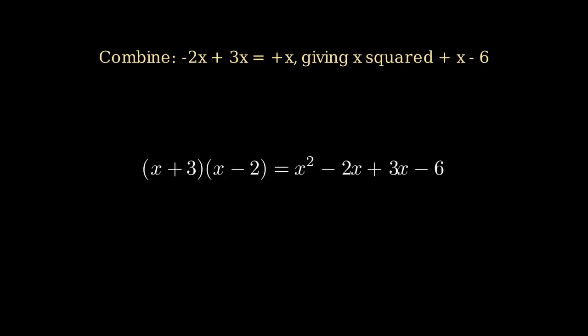Now combine all 4 terms: x squared, negative 2x plus 3x minus 6. The negative 2x and the 3x are like terms, so they combine to give positive x. So the final answer is x squared plus x minus 6.